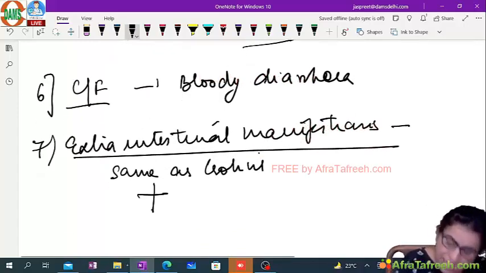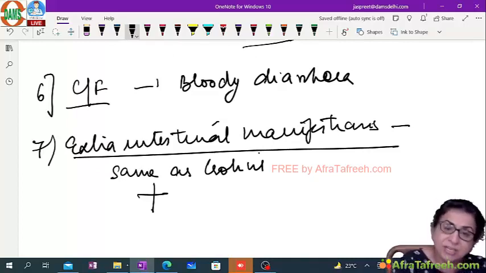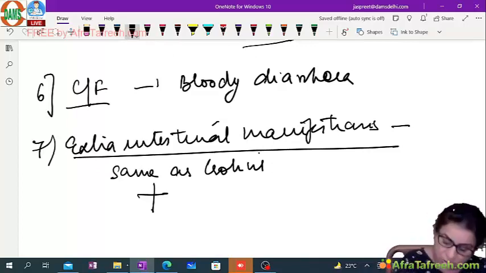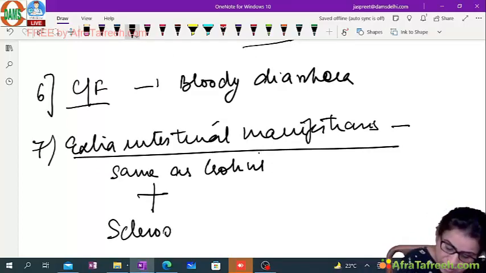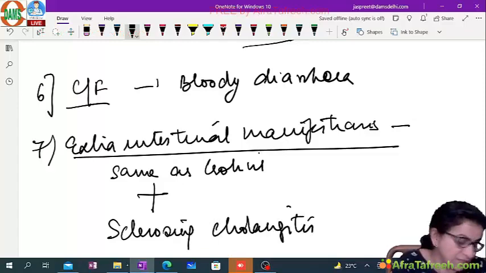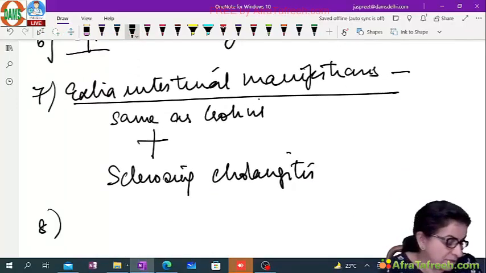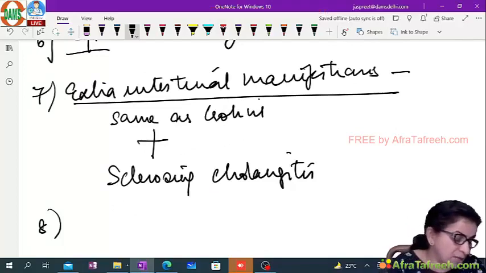Plus, add one more very important extraintestinal manifestation. Patients with ulcerative colitis can have sclerosing cholangitis in the liver. So extraintestinal manifestations are the same plus sclerosing cholangitis.